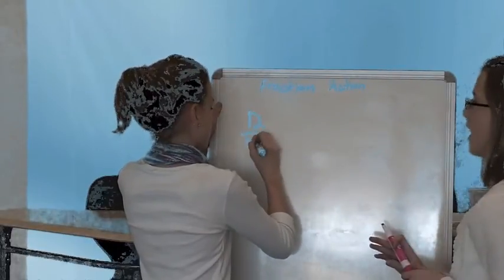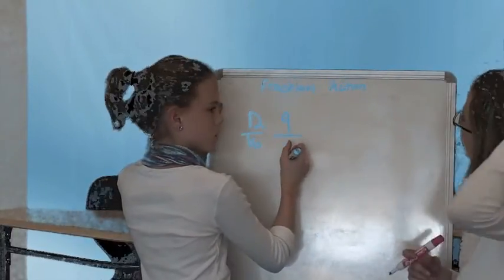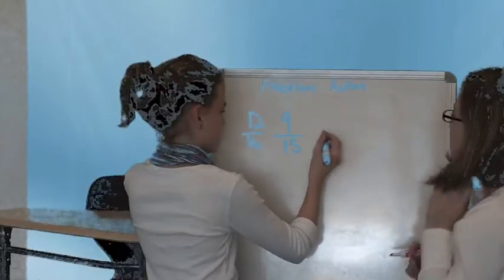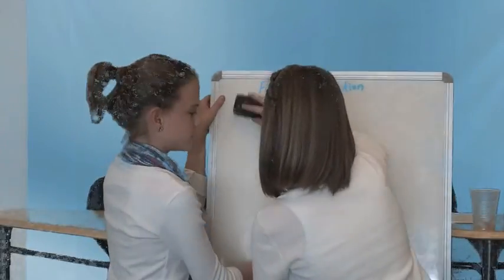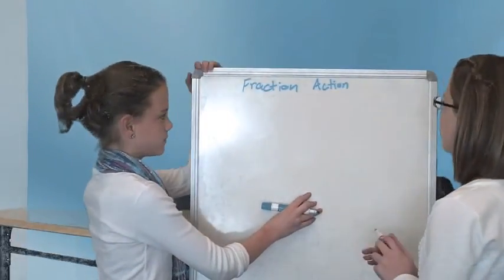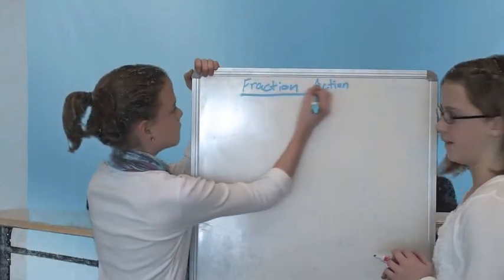12/16, 9/15. You could do even more than that. So we can't tell you them all right now. Oh, that's a lot. And then I'm going to show you what an improper fraction is.